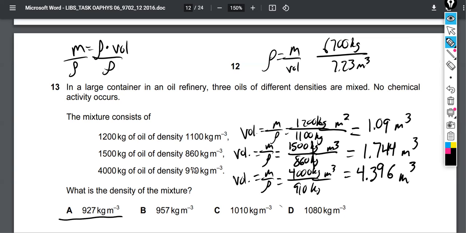Then you could ask, does that seem reasonable? Most of the oil is this one, 4,000 kilograms. Even the sum of these two doesn't quite match how much oil I have of this density. So the answer is closest to that one's density. That kind of makes sense, that it would be close to that. So choice A has got to be correct for this.